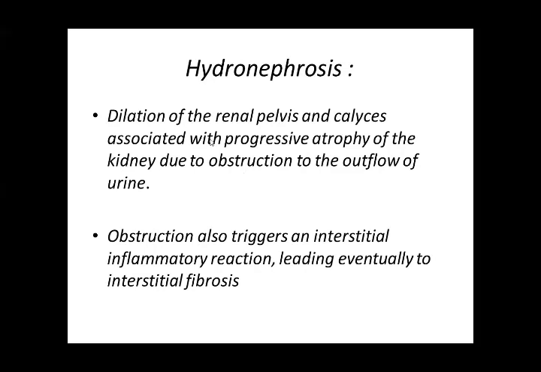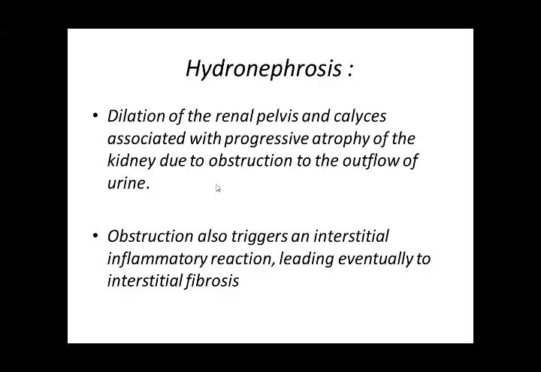Hydronephrosis is dilatation of the renal pelvis and calyces, which is the collecting system of the kidney, associated with progressive atrophy of the kidney due to obstruction of the outflow of the urine. If there is dilatation of the renal pelvis and calyces, there will be atrophy of the kidney because of back pressure on the cortex and medulla. There is atrophy of the kidney, and that will cause some problem in the renal function.